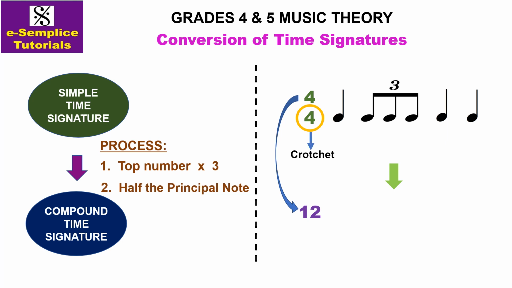4 signifies a crotchet. So halve a crotchet. If you have a crotchet, you are going to have a quaver note. So the time signature changes from 4/4 time, which is a simple time, to 12/8 time, which is a compound time. Now, the next thing you do is, let's work on the notes.